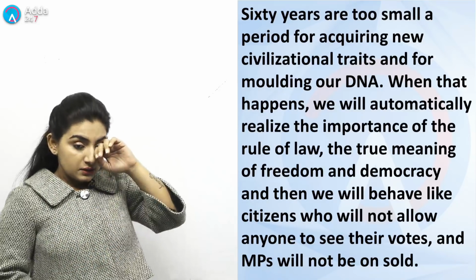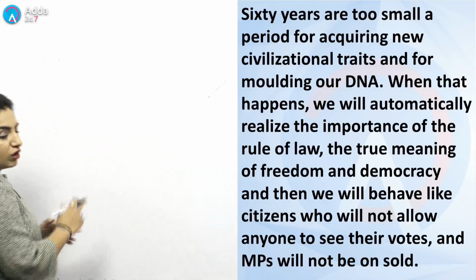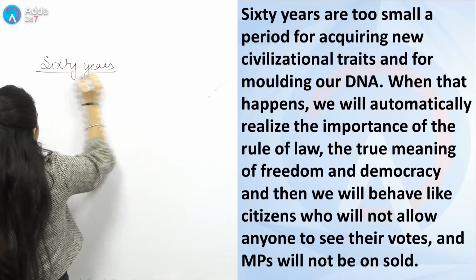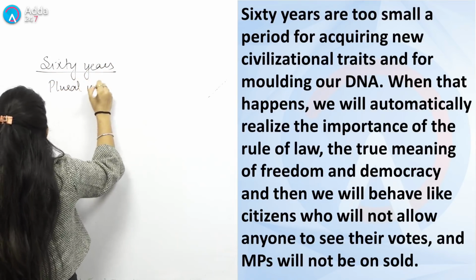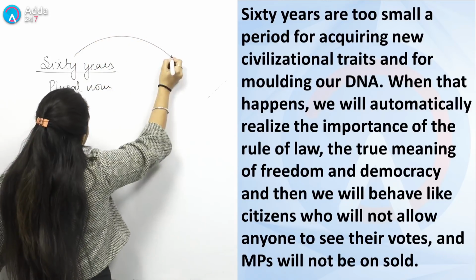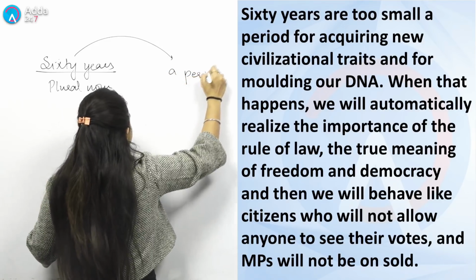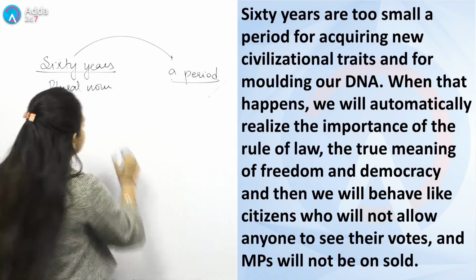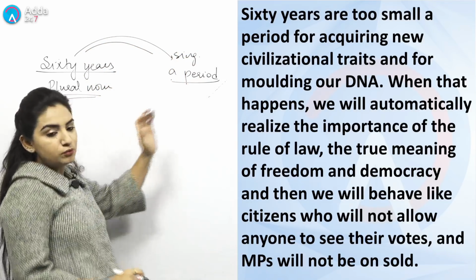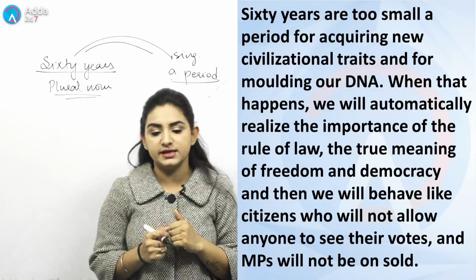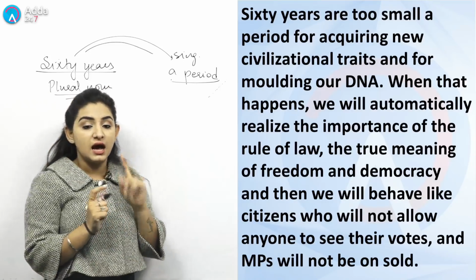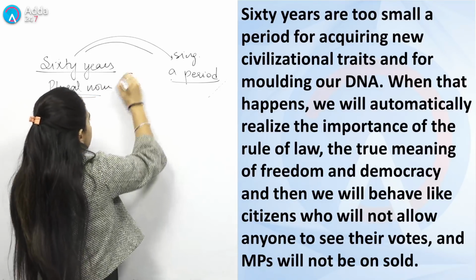Let's move on. Tell me about "60 years are too small a period." Absolutely correct, no matter "60 years" is a plural noun. Agreed? But if you look further, the period is given for 60 years only. That means you have treated the plural noun as singular. This plural noun is considered singular in this sentence. Why? Because you have placed a period for these 60 years. So "60 years are" will not be used, we will use "60 years is".